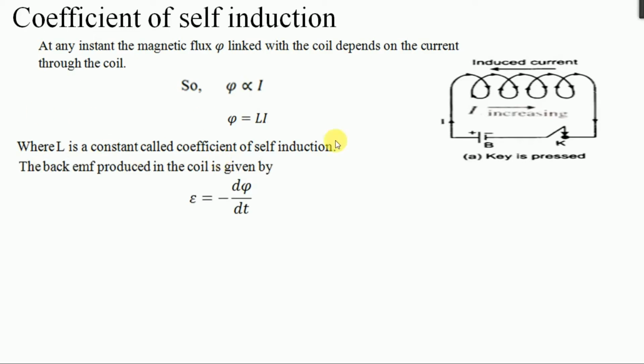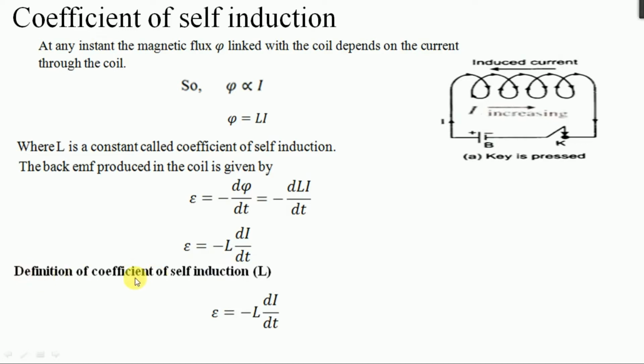and the back EMF produced by this coil is given by EMF is equal to minus d phi dt. This is Faraday's law. If you put the value of phi from here, then you will get EMF is equal to minus L di by dt. The minus sign is coming because the EMF will try to oppose the cause, and that is Lenz's law. Now let's define the coefficient of self-induction, that is L. This is the formula for induced EMF.